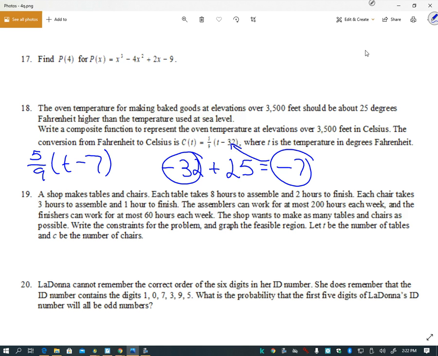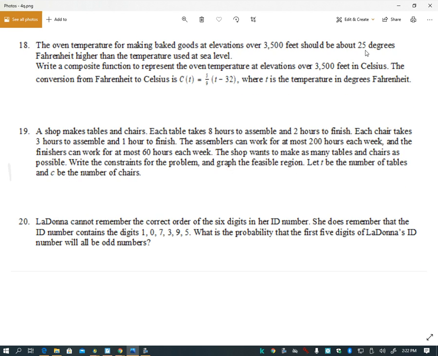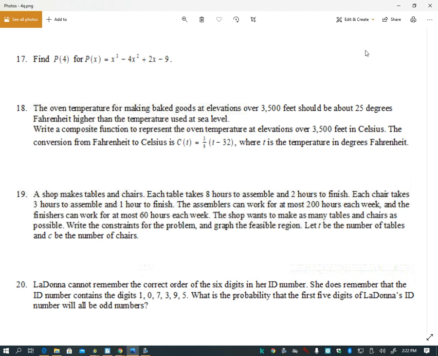Is that a lot simpler than it looked? Okay, does it make sense? We understand what we're doing there? Okay. 19. Let's see. I want to come back to 19. Let's go on to 20 for now. 19, I believe I'm going to end up making a bonus question if we see it, because it's a lot.